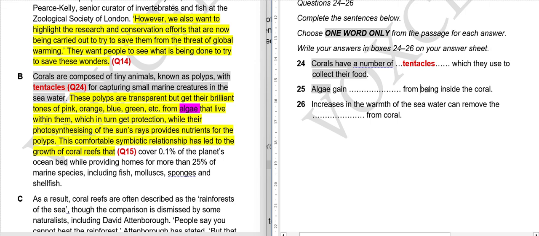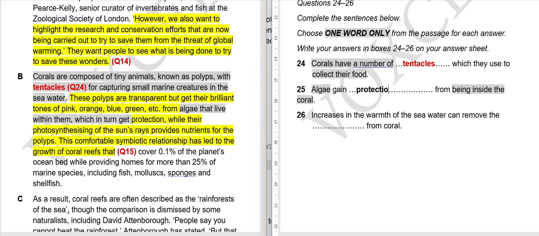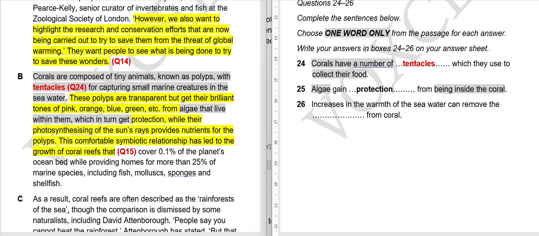Algae gain dash from being inside the coral. So we have to tell what algae gain because it is inside the coral. So we know algae live within them. Okay, and what they get, it's quite easy. I will give you a few seconds. What do they get while living in between them? Yes, what are they getting? They are getting protection. Here it is.